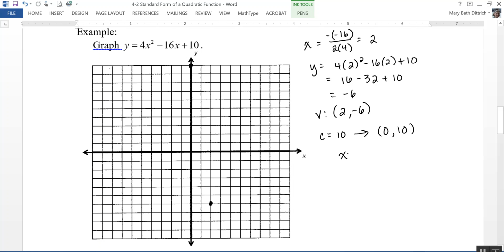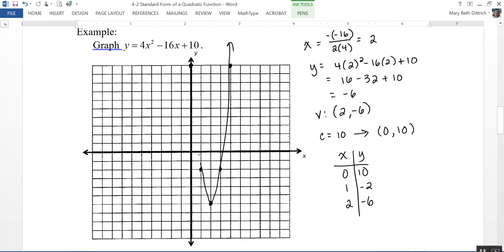I think I'm just going to make a little table of values here to get a few other points. I know that (0, 10) is one point. I know that (2, negative 6) is another point. What do I get if I plug in 1? Plugging 1 into this function gives me negative 2. So (1, negative 2) is another point. Now my axis of symmetry is this line right here, x equals 2, so I can just translate these points across that to get a couple other points.